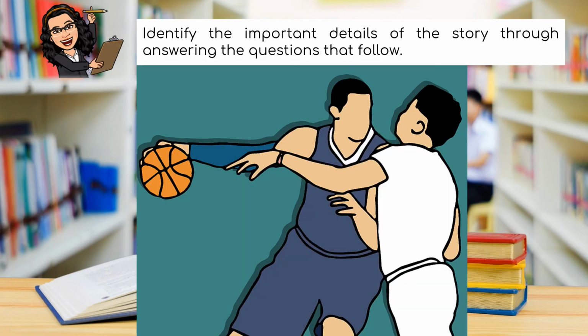In this activity, identify the important details of the story through answering the questions that follow. Basketball. Basketball is a sport played by two teams of 5 players each on a rectangular court. The goal is to shoot the ball through a hoop that is 10 feet high, mounted to a backboard at each end. Basketball players mainly use skills such as dribbling, shooting, running, and jumping. The game lasts for 4 quarters, and the team with the most points will win the game.